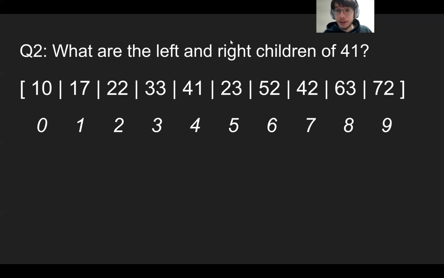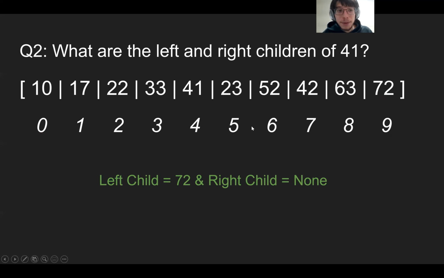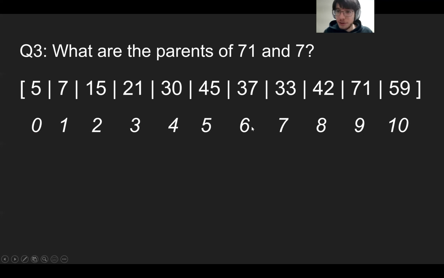Yep, that's exactly right. And the way we get to that is, as Rachel mentioned, we have 41 here, and it's zero index, and that's important to notice. So 4 times 2 plus 1 gives us 9, that's 72. And 4 times 2 plus 2 gives us 10, and there is no 10, so it's null. So we have 72 and null. Exactly. Okay, and then question 3. What are the parents of 71 and 7?